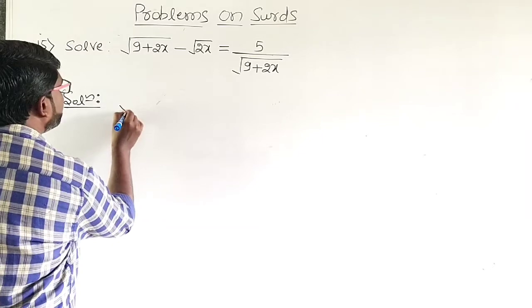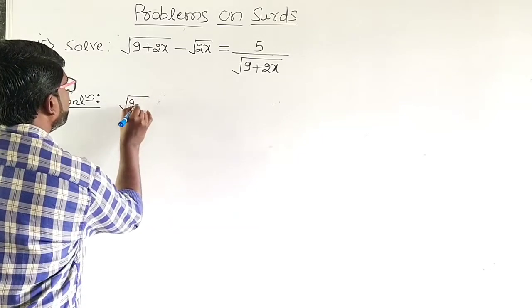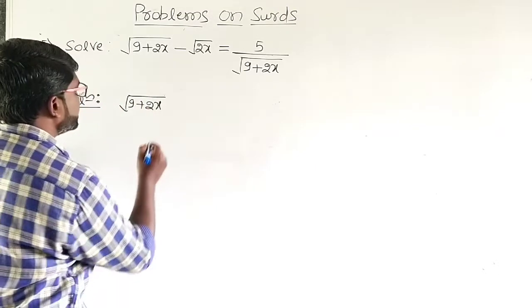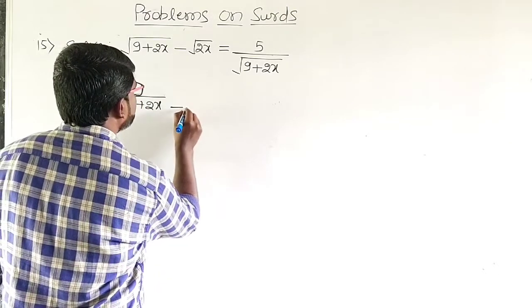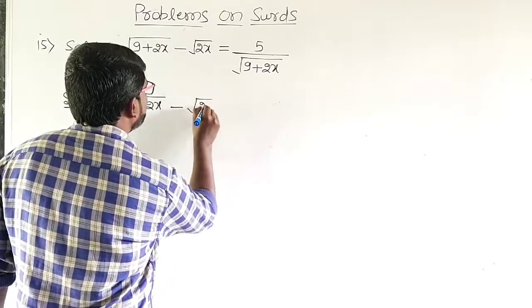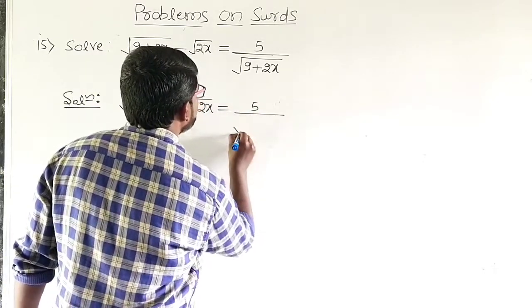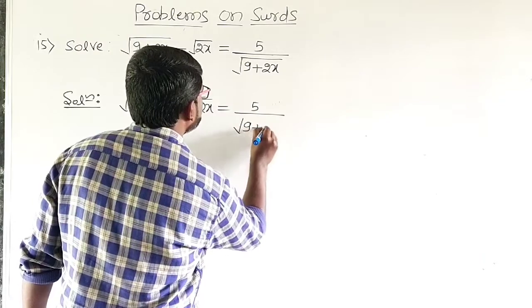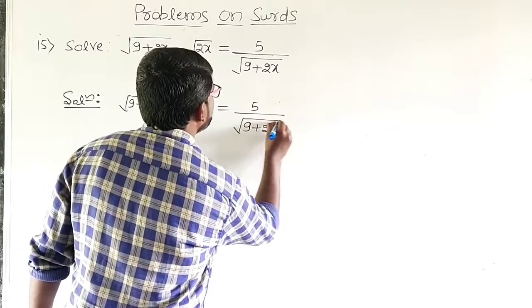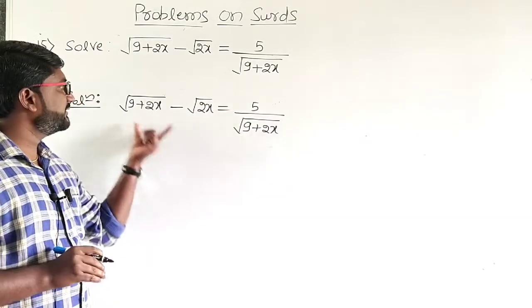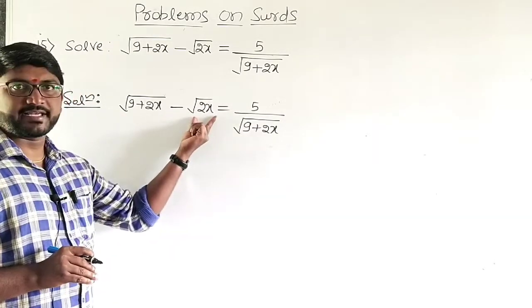So I write the given question as it is: square root of 9 plus 2x minus square root of 2x, which is equal to 5 divided by square root of 9 plus 2x. In the next step, I take this term to the LHS, it will be multiplied with the first term as well as the second term.